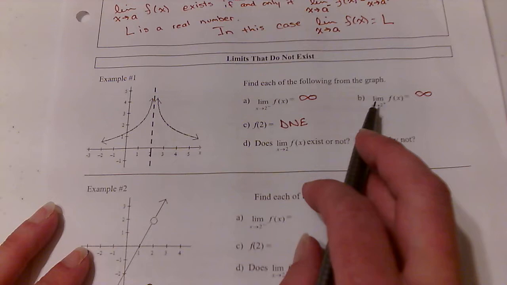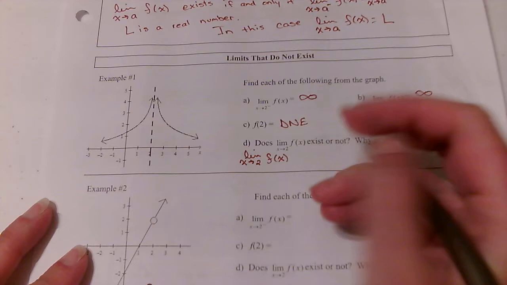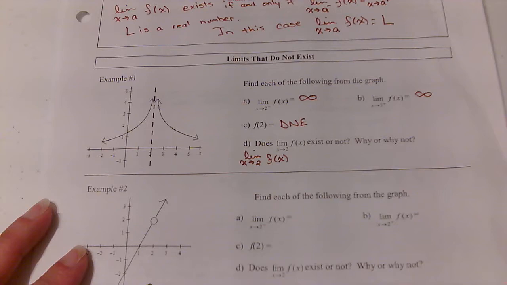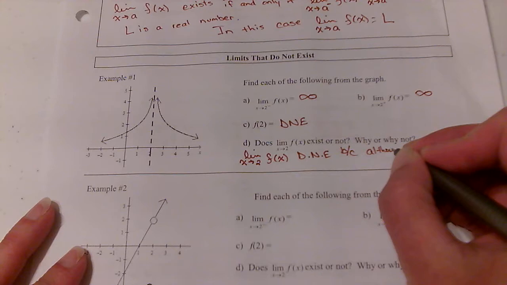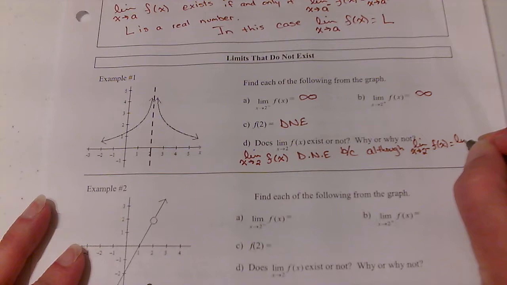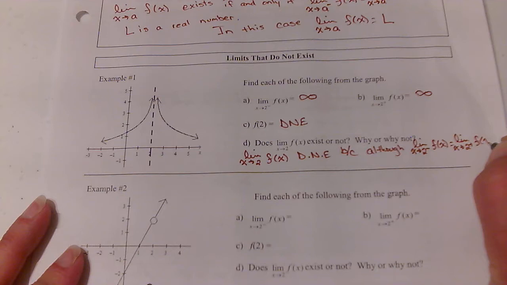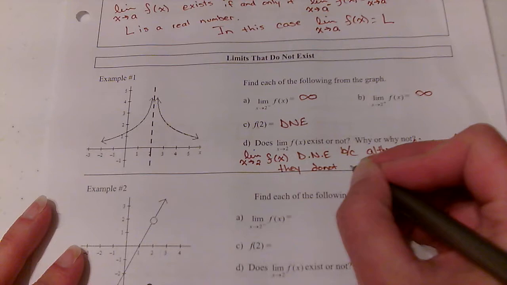No. So I would say that the limit as x approaches 2 of f of x does not exist because although the limit as x approaches 2 from the left equals the limit as x approaches 2 from the right, they do not equal a real number.